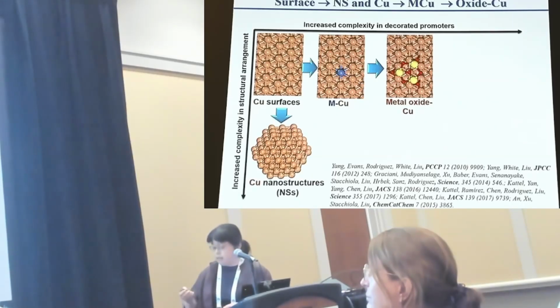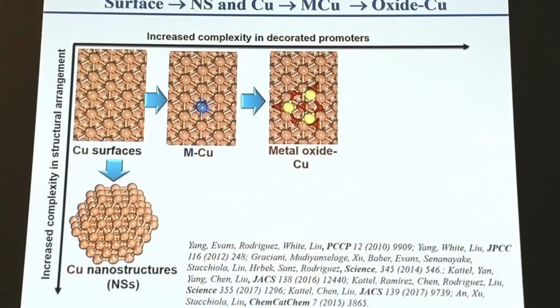And another dimension, we are increasing the number of different types of functional sites on the surface.